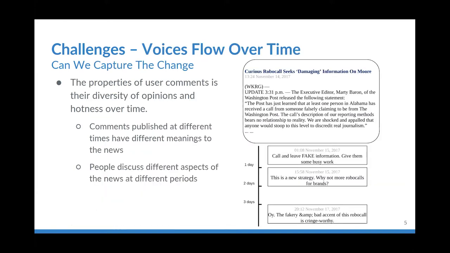The other challenge is that the users' responses flow over time. As we can see, people's focus toward a new story changes as time flows. If we can also capture these temporal features, it would help a lot for fake news detection using users' comments.